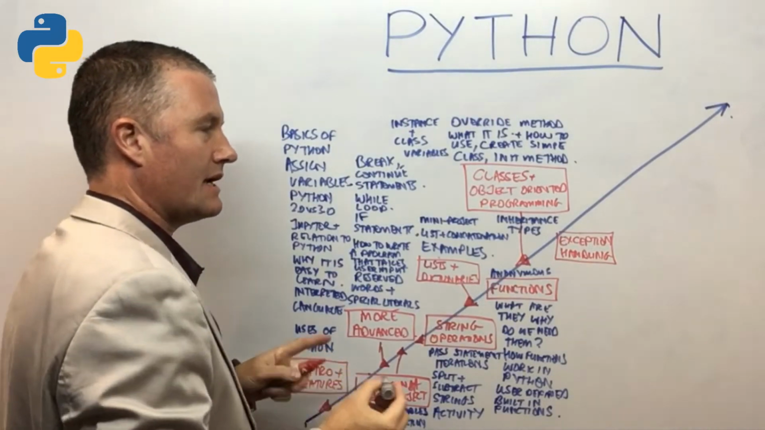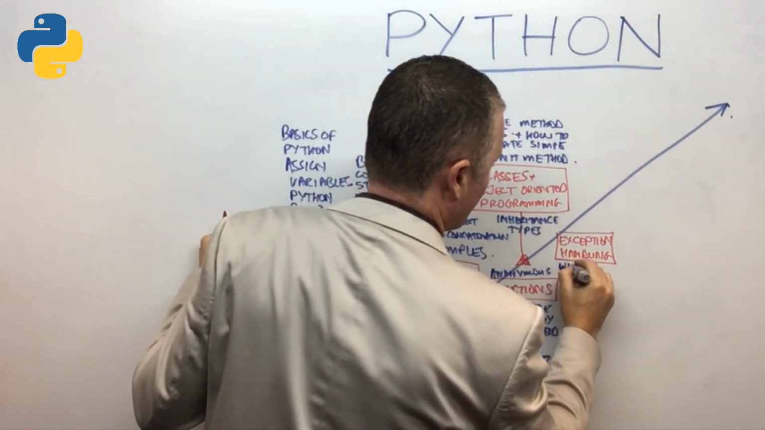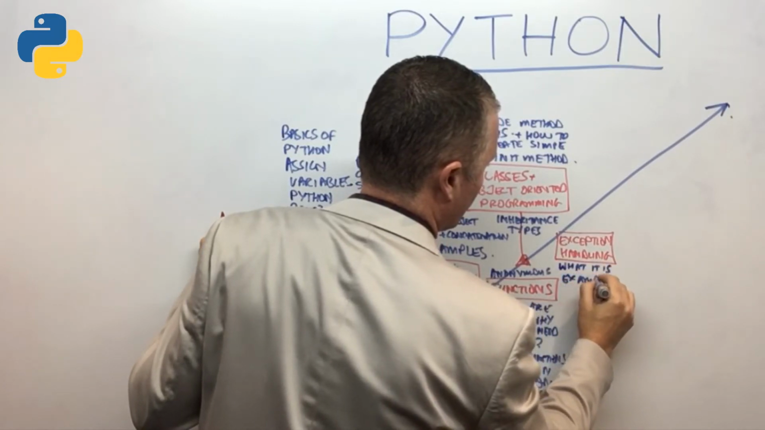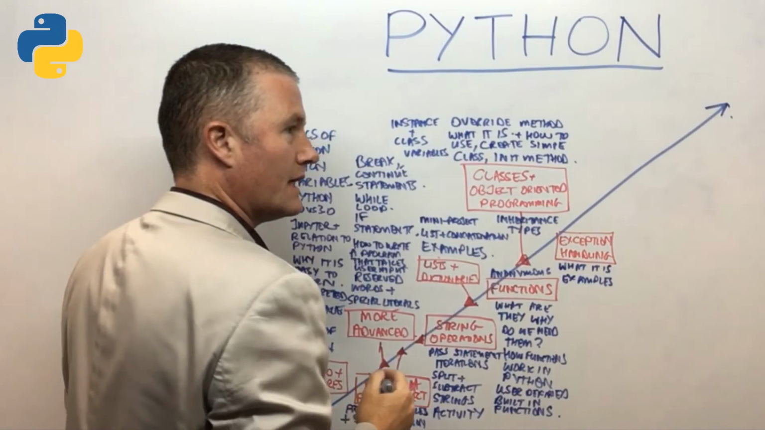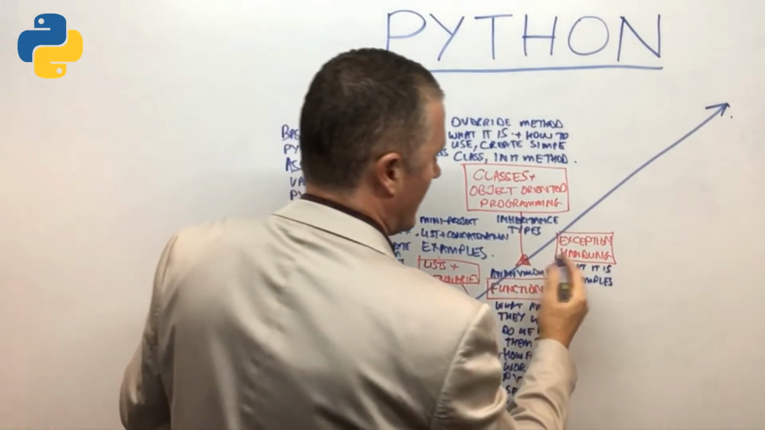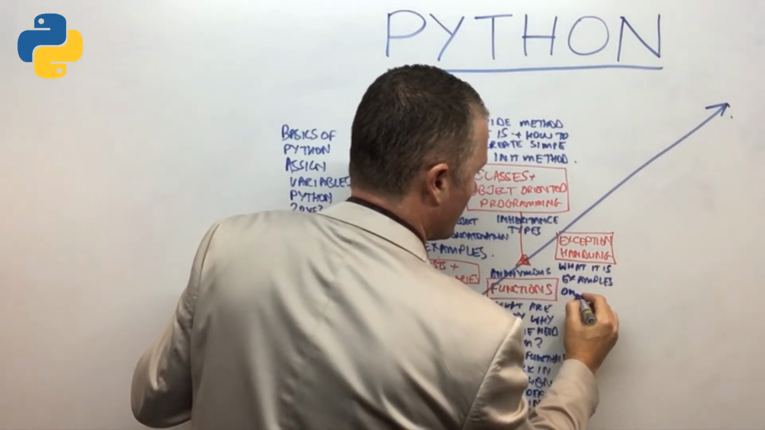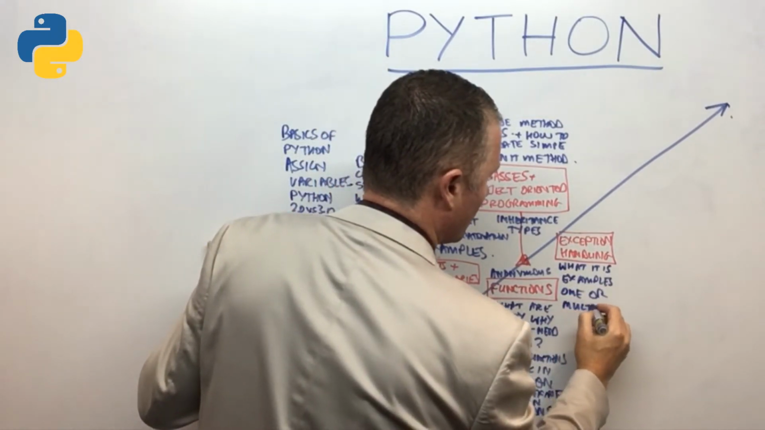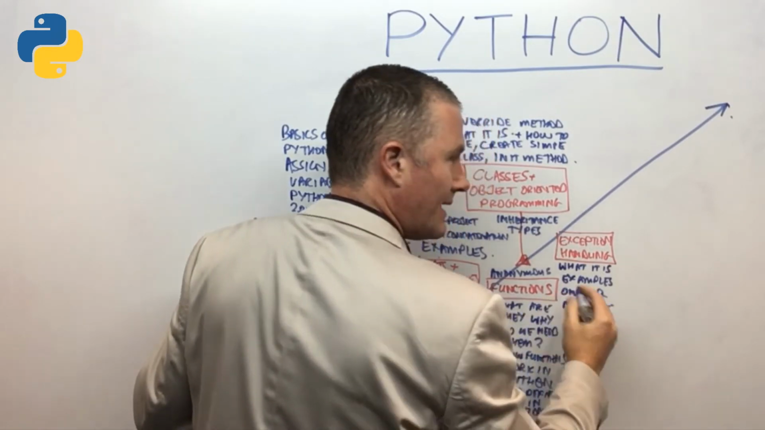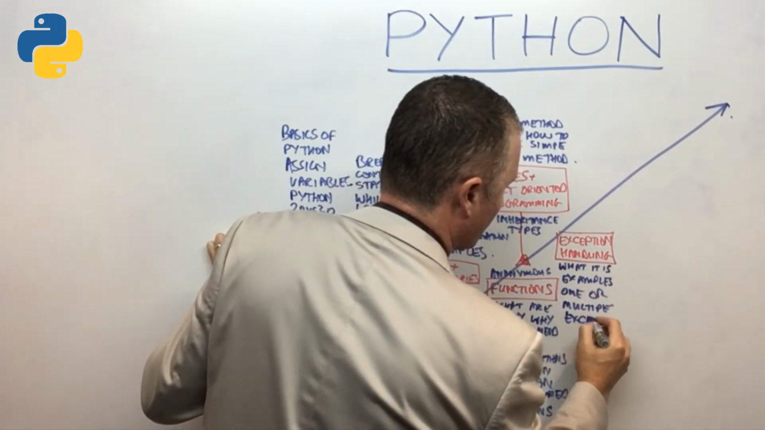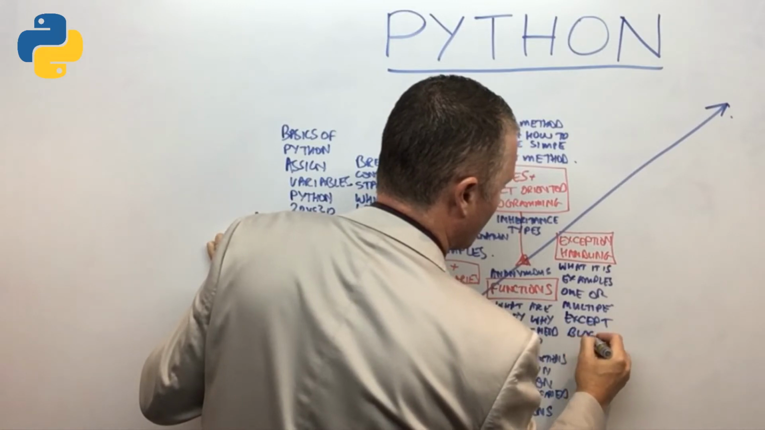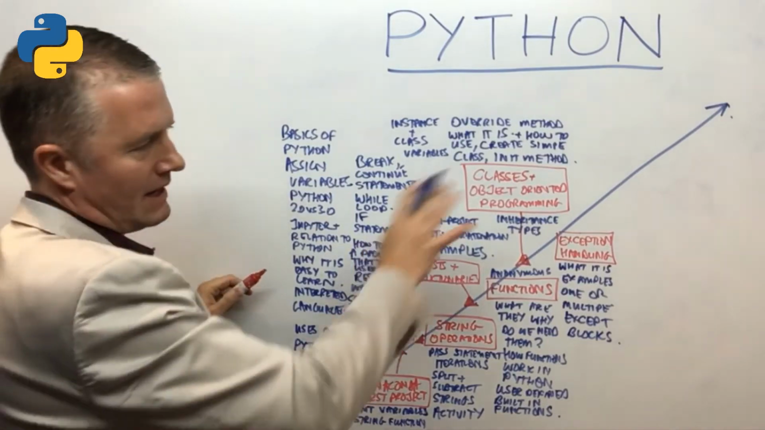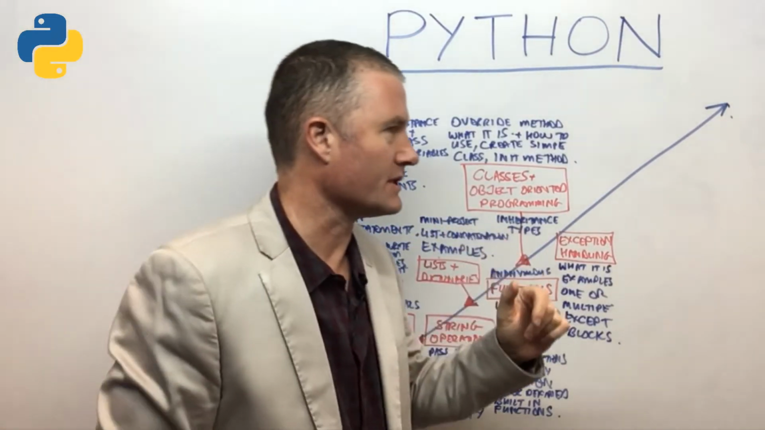And under exception handling, we talk about what it is. We give you some examples. We give you a bit of an explanation around the one and the multiple except blocks. And a few other key functions to do with exception handling.